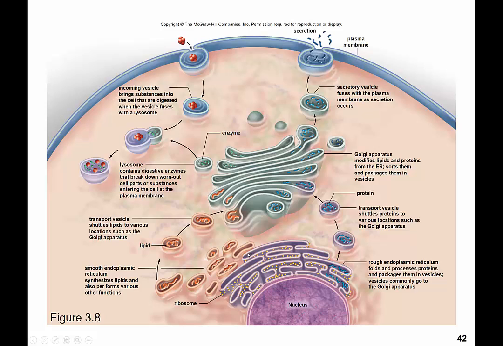Similarly, if you had lipids coming from the smooth endoplasmic reticulum, then transport vesicles can shuttle these lipids to places such as the Golgi apparatus, and similarly, the Golgi apparatus can further modify them, sort, package them, and send them to different parts of the cell or out of the cell.